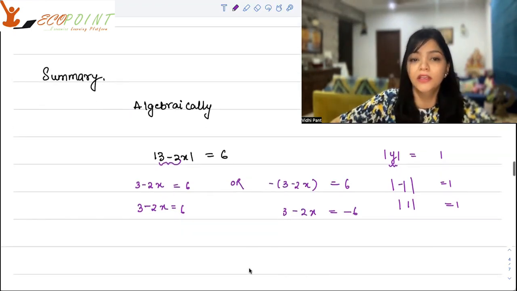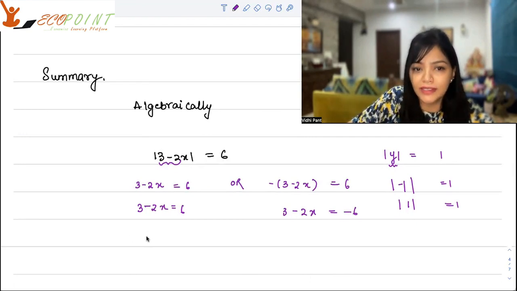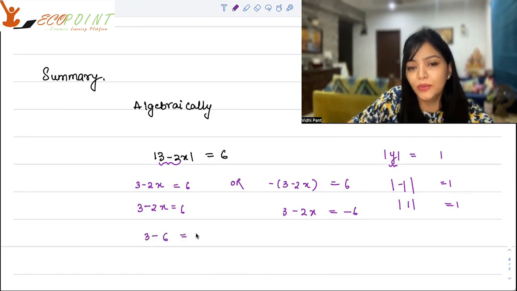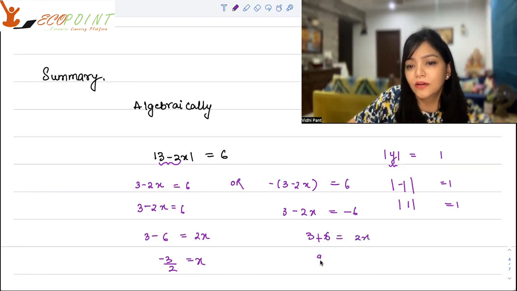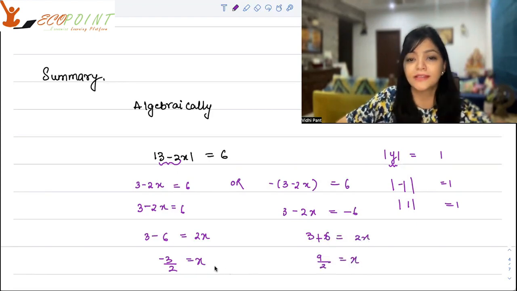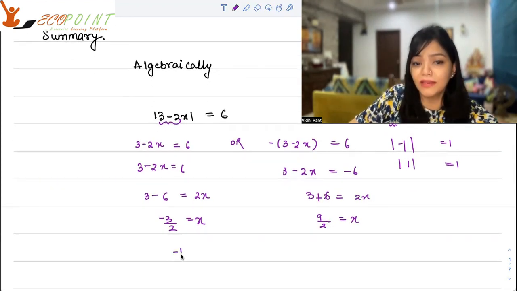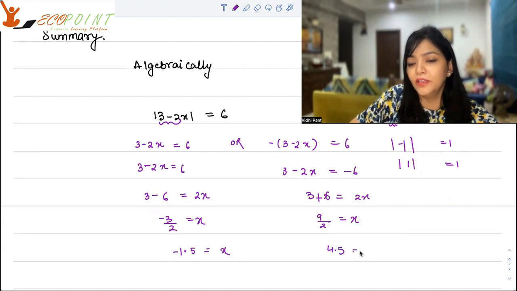Okay. So solving this now, you will get 3 minus 6 equals 2x. Or in other words, minus 3 by 2 is equal to x. Or 3 plus 6 is equal to 2x. Or 9 by 2 equals x. In other words, we have the same result. Minus 1.5 equals x. 4.5 equals x.